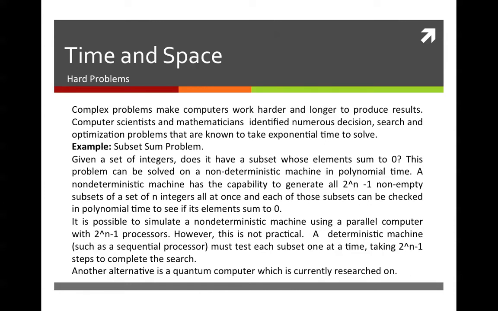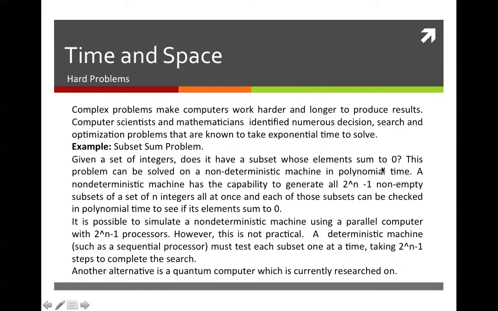So in brief, these complex problems drain computers. Computer scientists and mathematicians identified numerous decision, search, and optimization problems that are known to take exponential time to solve. Here's an example of such a problem, which is called the subset sum problem. We talked about satisfiability in class, so I offer here a different problem, which is in the same class of problems. Given a set of integers, these could be positive or negative, does it have a subset whose elements sum to 0?